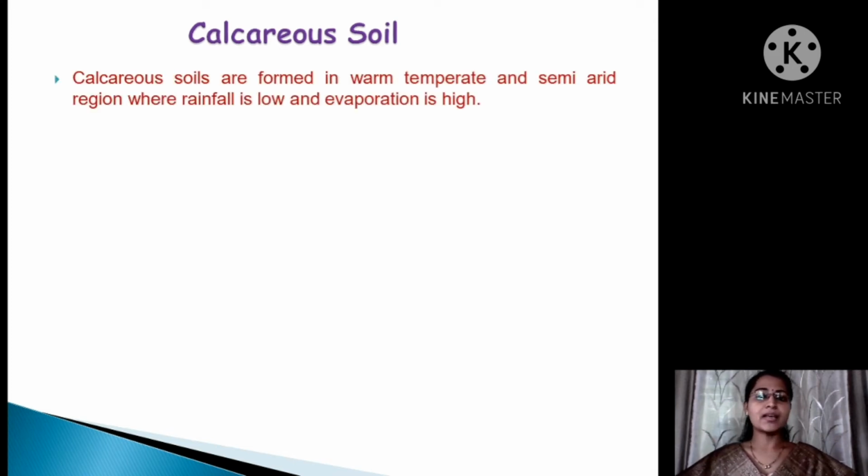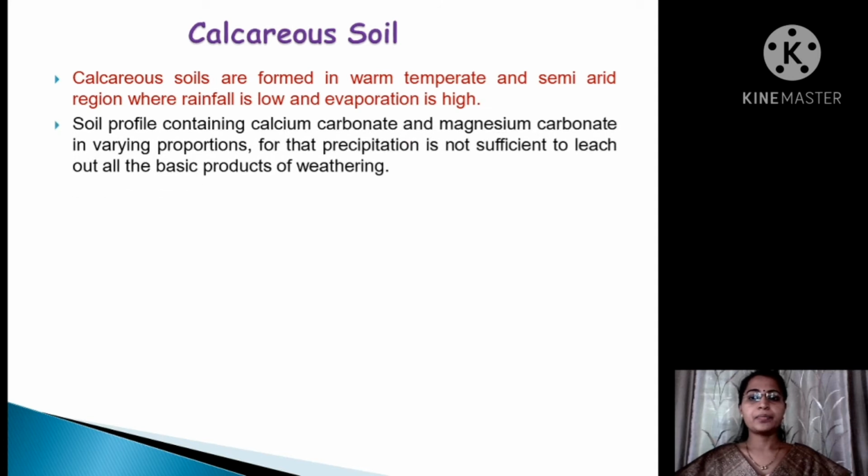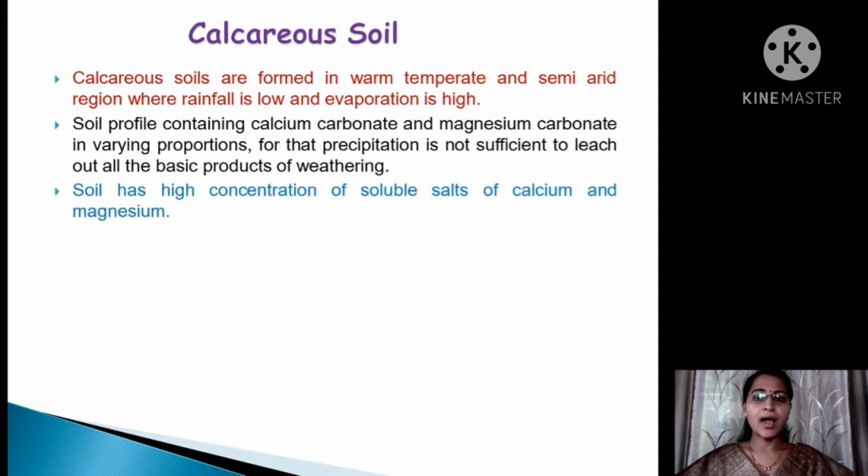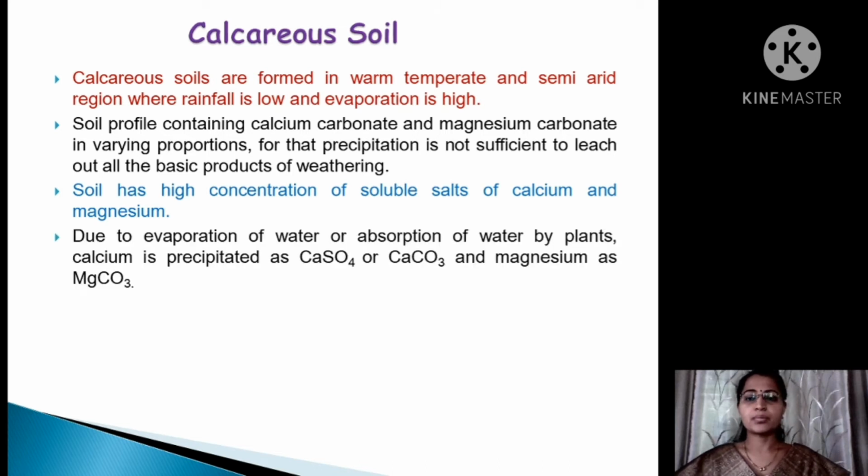Now, these calcareous soils are formed in warm, temperate and semi-arid regions where rainfall is low and evaporation is high. Here, the soil contains calcium carbonate and magnesium carbonate in varying proportion. And for that, precipitation is not sufficient to leach out all the basic products of weathering. And the soil has a high concentration of soluble salts of calcium and magnesium.